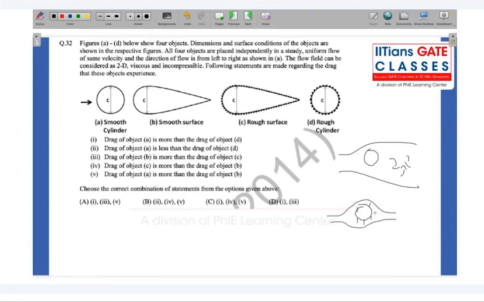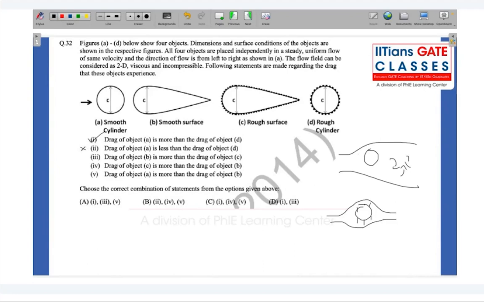So hence, your smooth cylinder will create a higher pressure drag, while in your rough cylinder, though the skin friction will also increase because of the roughness, in a bluff body like a cylinder, the pressure drag is more of concern than skin friction. The first option is right. Drag of object A is less than drag of object D. No, that is not true because we have already established that drag of object A is higher.